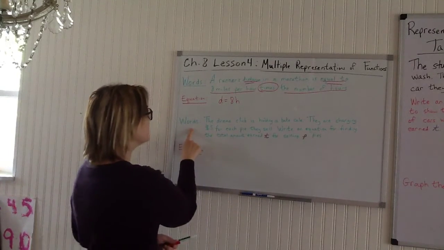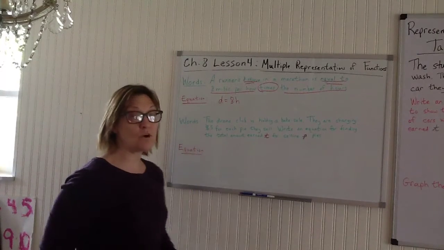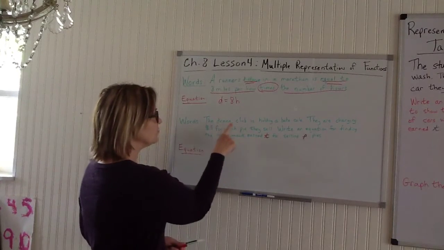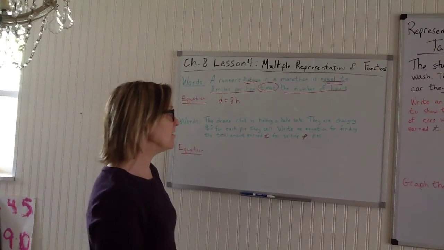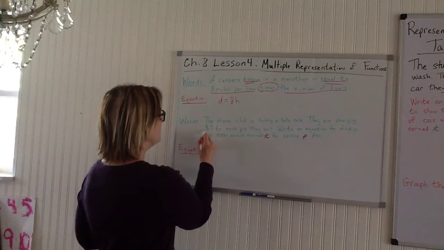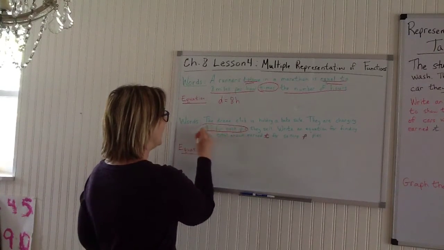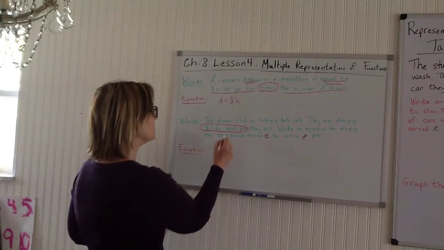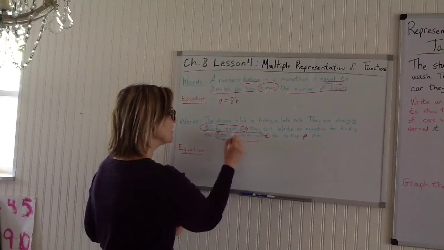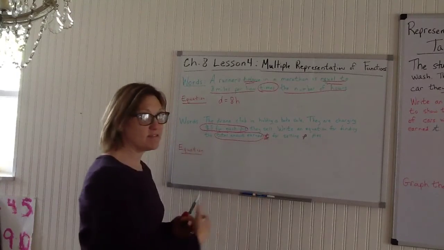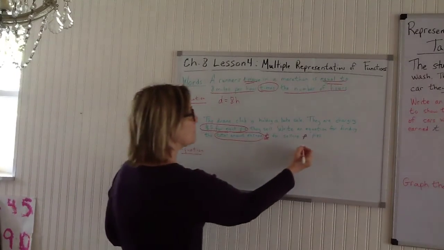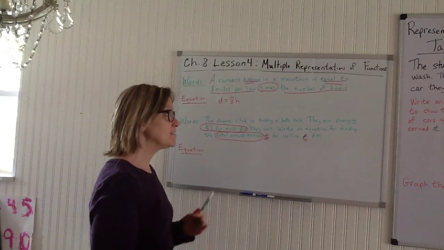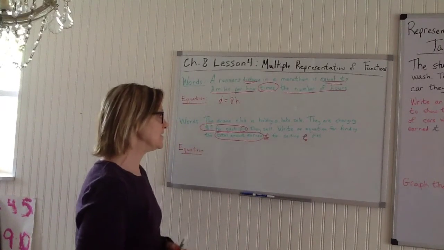Okay, let's take a look at another function in words, and we're going to translate that into an equation. The drama club is holding a bake sale. They are charging $5 for each pie they sell. Write an equation for finding the total amount earned. They gave us the variable T for total, for selling P pies, and they gave us the letter P to represent our unknown pies.